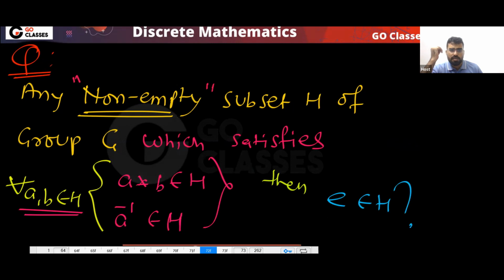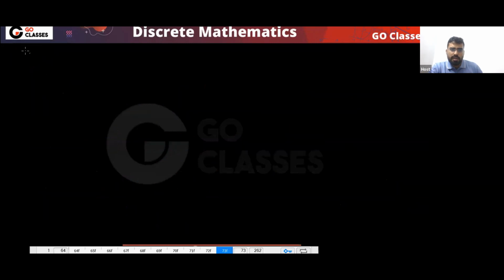Tell me. Let's prove. Any non-empty subset, this non-empty is important. If you take any non-empty subset H of group G which satisfies these two properties, it means H is closed, and A inverse is there in H. Now can I say that identity element E will be there? And the answer is yes.